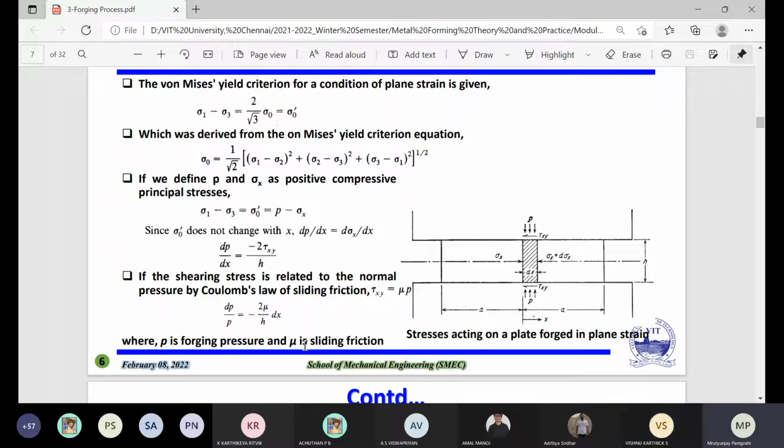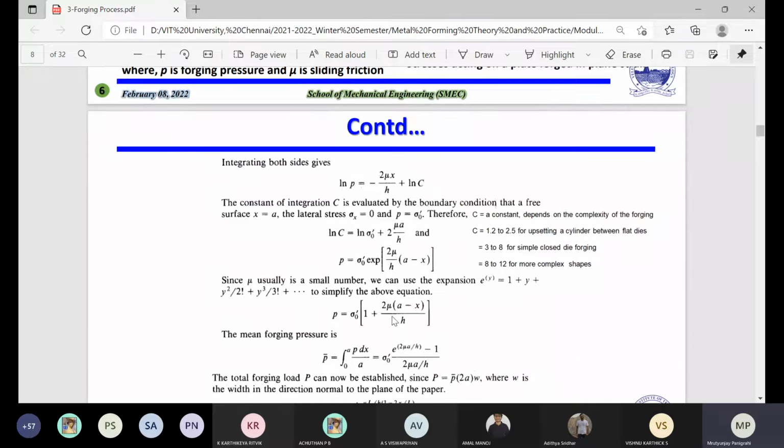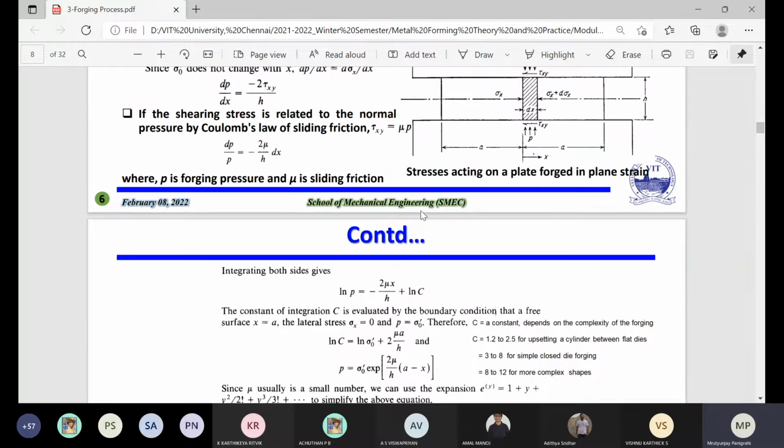Then on the next page, you can see all the equations, which you can number 1, 2, 3, 4. Now you have to integrate both sides. If you integrate, you will find ln p equal to, going back to this equation, dp by p equal to minus 2 mu by h dx. Integrating both sides, you will find ln p equal to minus 2 mu x by h plus ln c, where c is the constant.